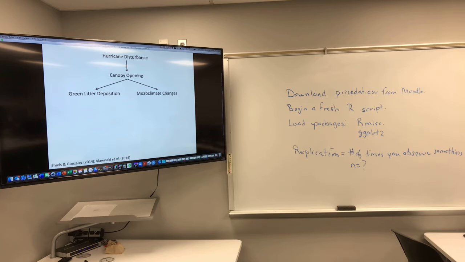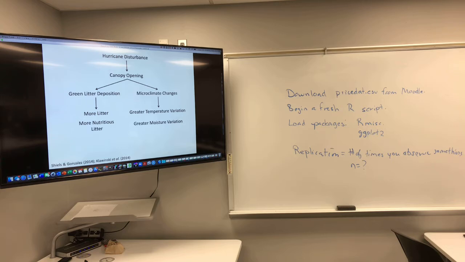Green litter deposition. This green litter has a lot of nutrients. There's a lot more of it. It's a lot more nutritious. And this can lead to changes in the forest. But then you also have this microclimate issue, which is the canopy is open, so sun reaches the ground more.